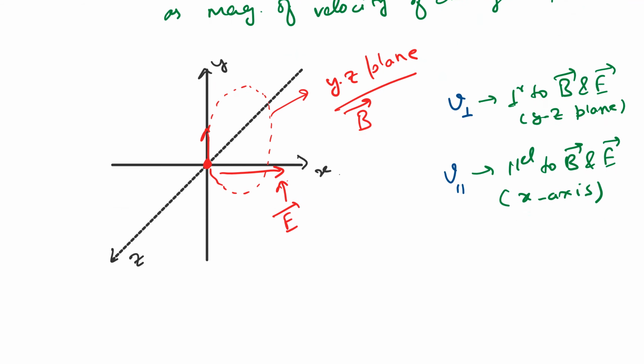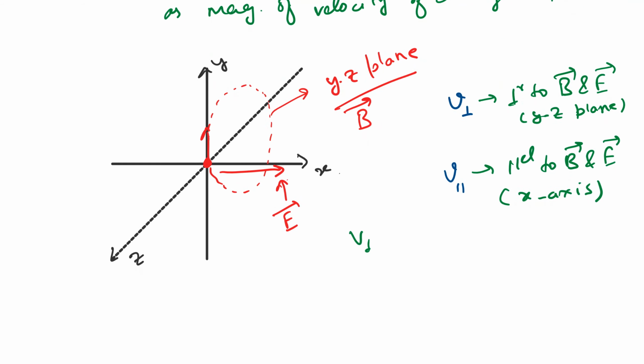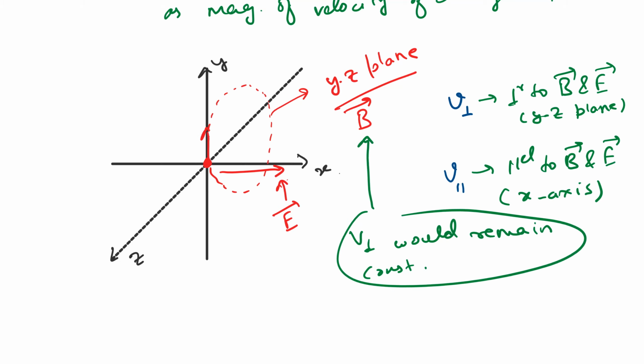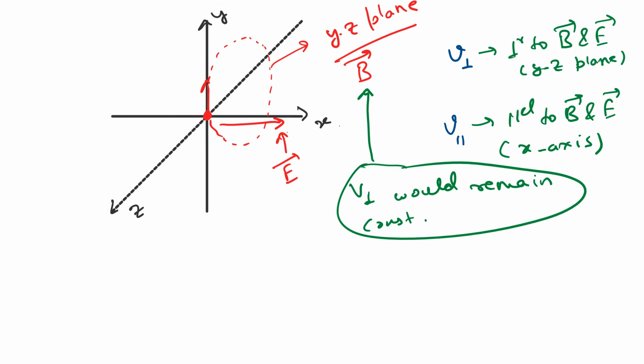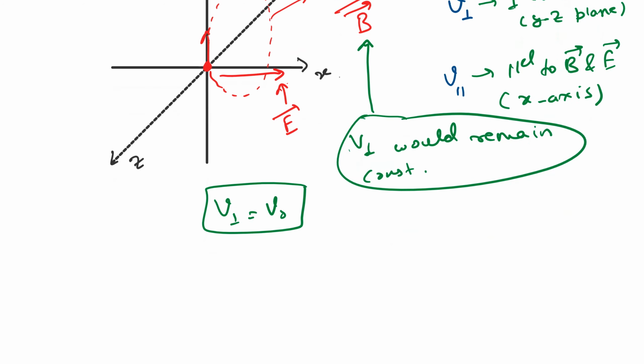Okay, so you can see V perpendicular would remain constant. Why? Because this effect is due to the magnetic field, and it does not change the magnitude of the velocity, it only changes the direction. So V perpendicular would always be equal to V naught. We know this.